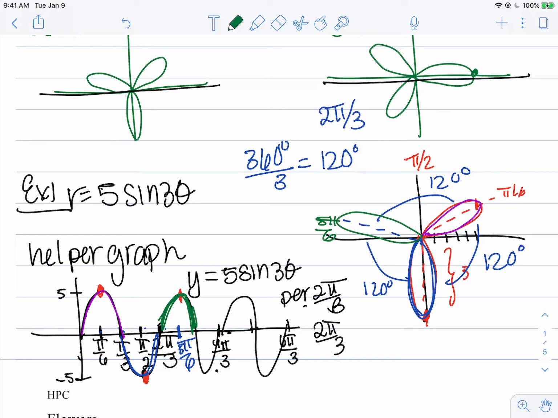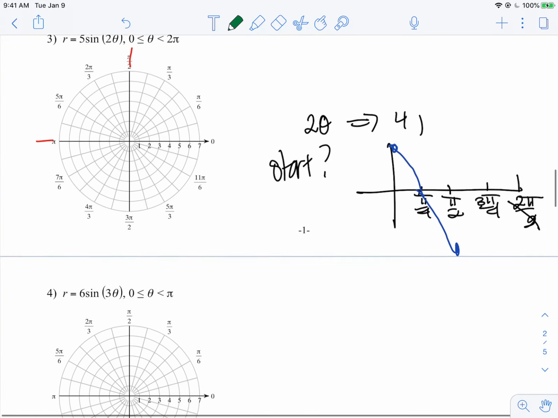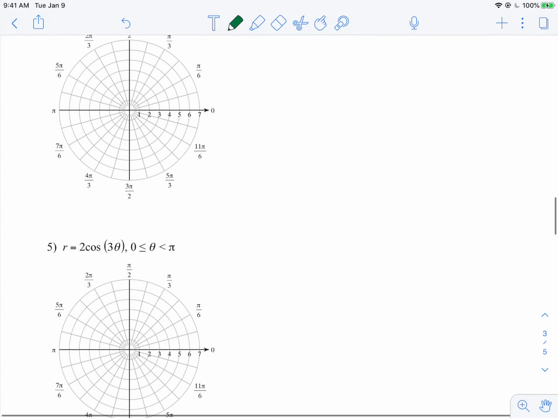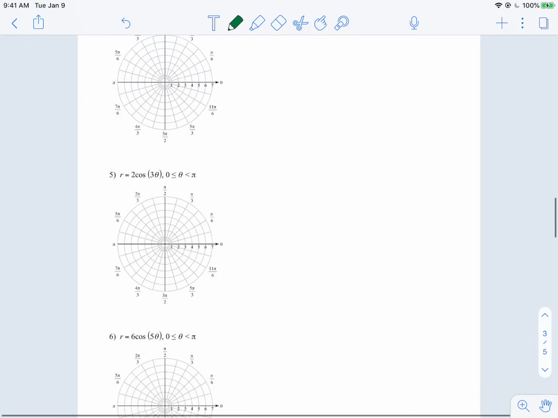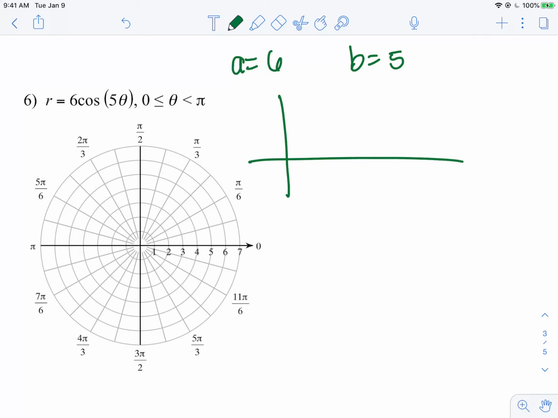Okay, so let's do one more, and that's it. So let's do a cosine. I printed some here. What's a good one? Okay, let's do a 5 one. Yeah, let's do this 5 theta one. Okay, so A is 6, B is 5, so we're going to have 5 petals, okay? And then we're going to do a helper graph.